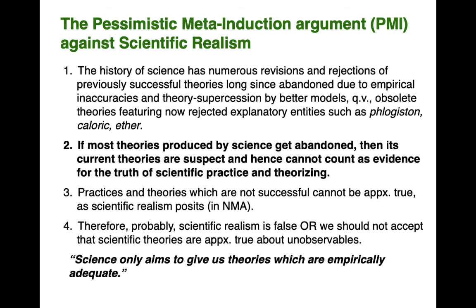See, for example, obsolete theories featuring now rejected explanatory entities such as phlogiston and caloric and ether. Now, if most theories produced by science get abandoned, then its current theories are suspect, and so cannot count as evidence for the truth of scientific practice and theorizing. Practices and theories which are not successful can't be approximately true, as scientific realists say. Therefore, probably scientific realism is false, or we should not accept that scientific theories are approximately true about unobservables. So for the anti-realist, science only aims to give us theories which are empirically adequate.